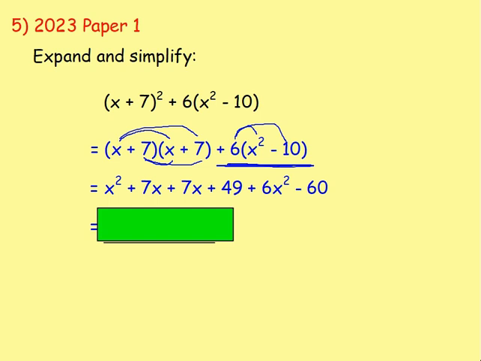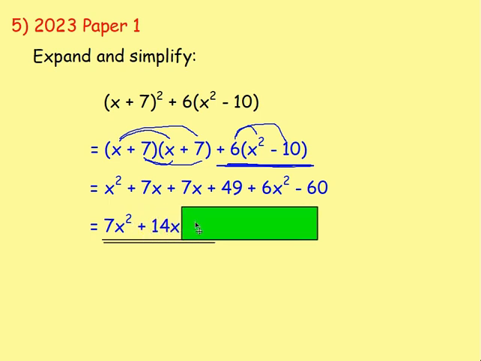What do you do after that, Bethany? Yeah, well done. Gather your like terms. So we've got x squareds, x's, and numbers. So with the x squareds, we've got 1x squared adds 6x squared, which is 7x squared. 7x adds 7x. There's no other x's, so 7x adds 7x is 14x. And number-wise, we've got a 49 and a take away 60. What's 49 take away 60? Negative 11! It is indeed, yes. Well done. You're doing well with this.